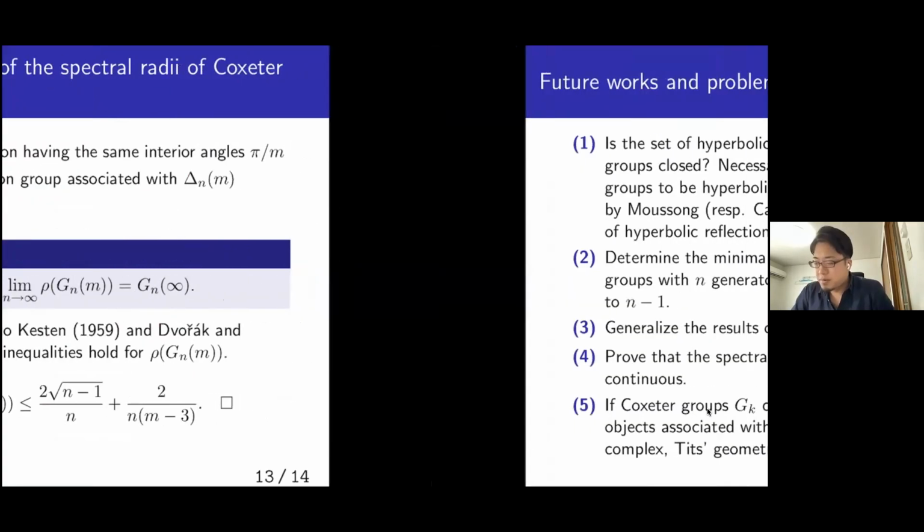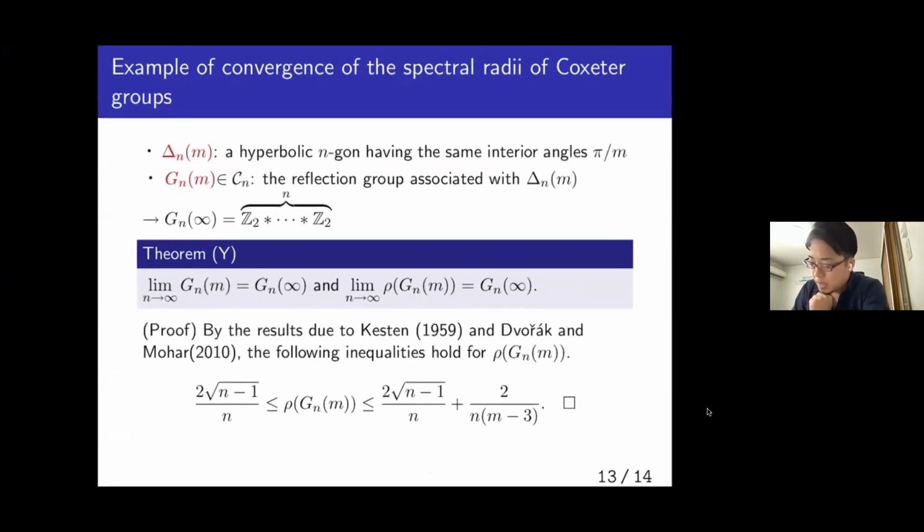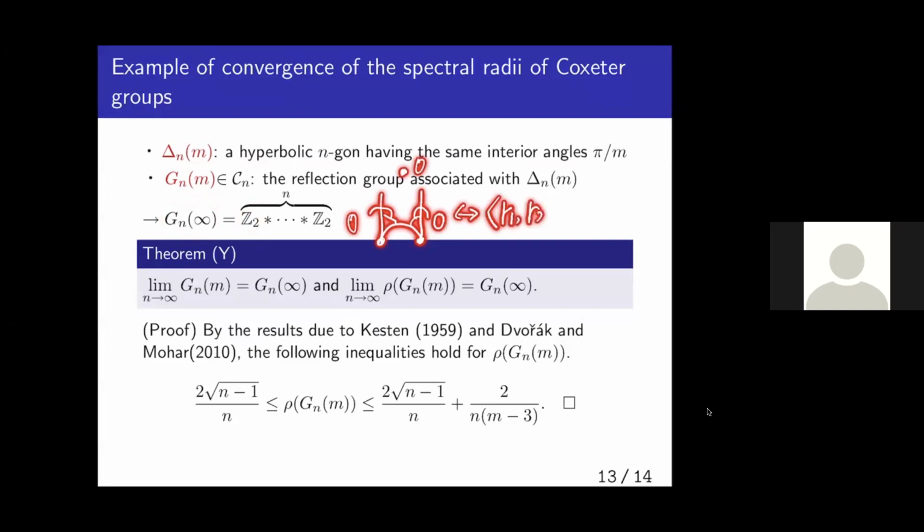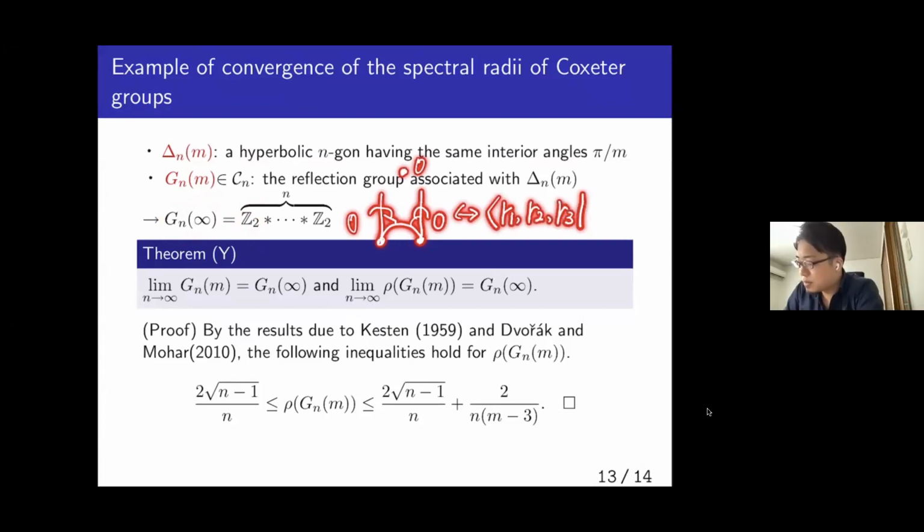I didn't prepare the example, but I would like to note that G n of infinity is isomorphic to the free product of n copies of Z2. Because let us consider an ideal hyperbolic triangle, with angles 0, 0, and 0. This tells us that the group generated by 3 reflections has only relations of this kind. And this is isomorphic to 3 copies of Z2.